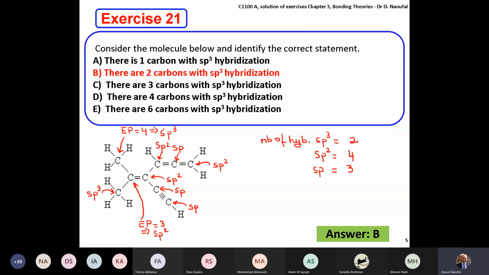So I will look at the statements. Statement 1, there is 1 carbon with sp3, this is false. Statement 2, there are 2 carbons with sp3, this is true. 3 carbons with sp3, false. 4 carbons with sp3, this is an incorrect statement. And 6 carbons with sp3 hybridization, this is incorrect. So the answer is B.